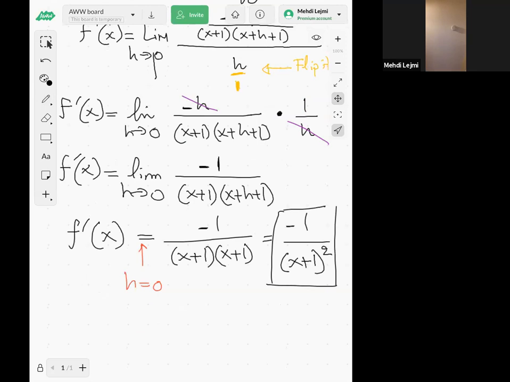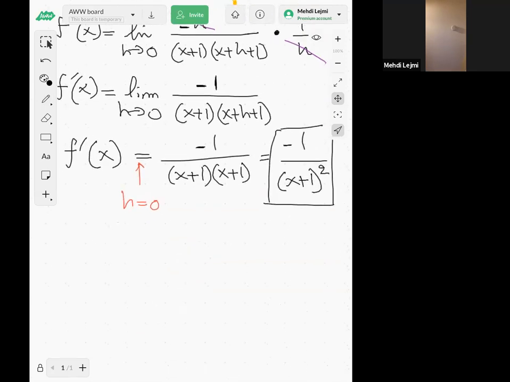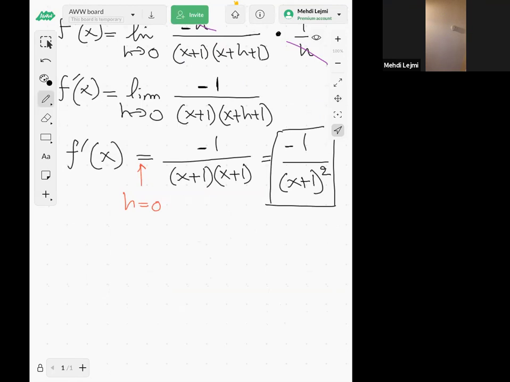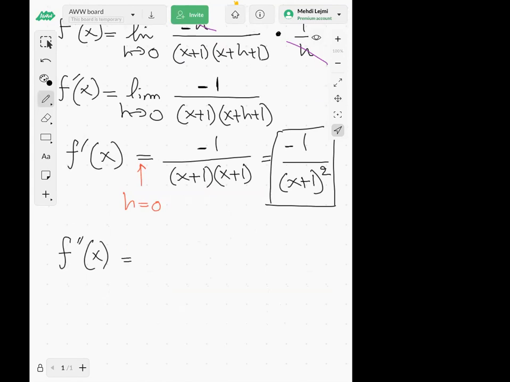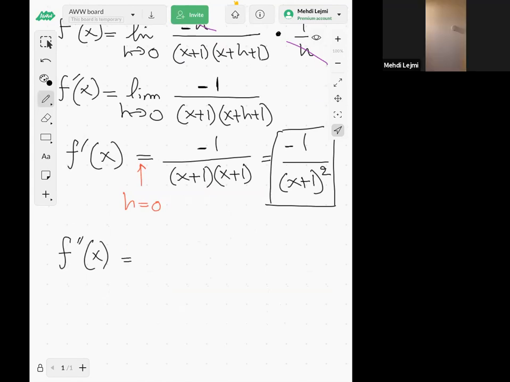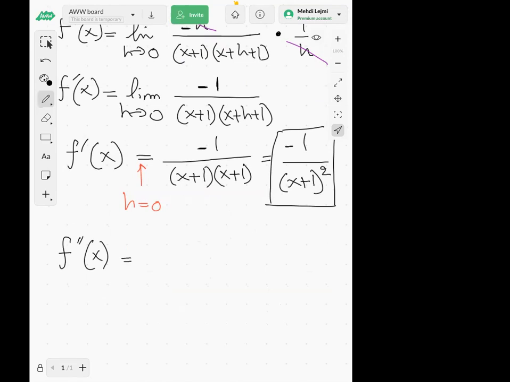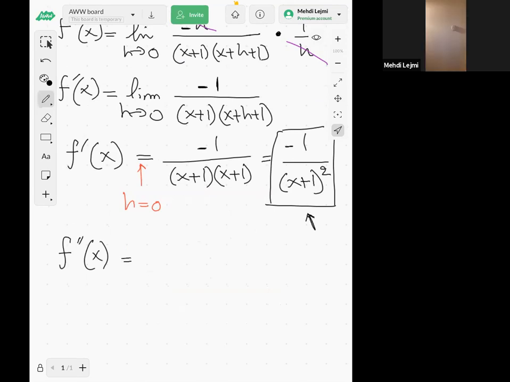Now for f second. Let me first remind you the formula for f second of x. We can use the answer we just got, the negative 1 over x plus 1 squared? Yeah, absolutely, we have to use the answer we got here. So it's the limit as h goes to zero, and then it will be f prime, this answer here, which is f prime of x. So f prime of x plus h minus f prime of x over h, right?